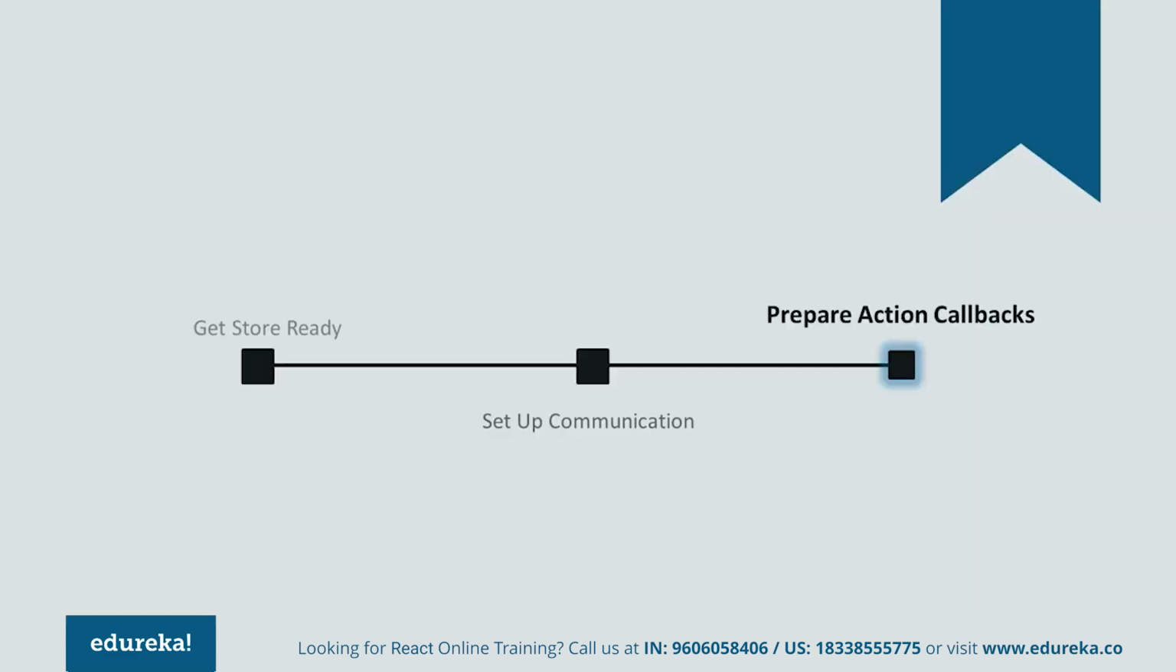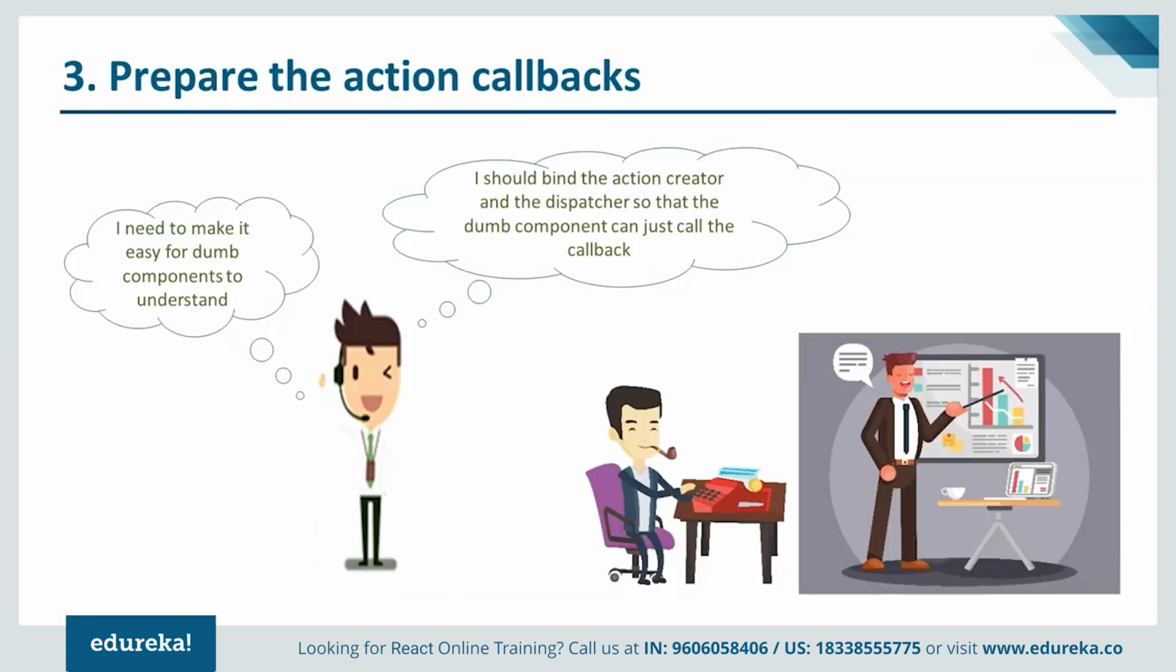Now after these two steps have been done, the final step is to prepare for the action callbacks. Let's see what will happen. This is the view part. In the previous slide we saw that the view part is getting the updates. It says that I need to make it easy for the dumb components to understand. So it should bind the action creator and the dispatcher, because both of these are the views and this is the action.